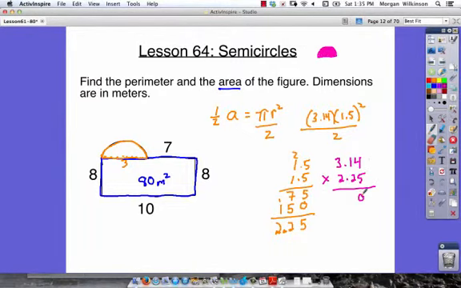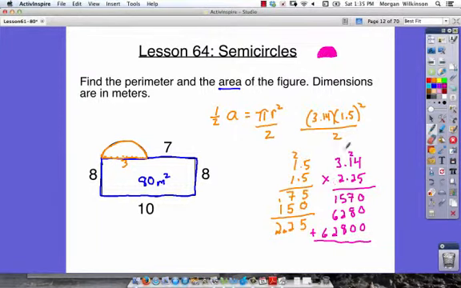5 times 4 is 20. We'll carry our 2. 5 times 1 is 5, plus 2 more is 7. 5 times 3 is 15. We've got 0 as a placeholder. 2 times 4, that's 8. 2 times 1 is 2. 2 times 3 is 6. We've got 2 zeros for placeholders. 2 times 4 is 8. 2 times 1 is 2. And 2 times 3 is 6.